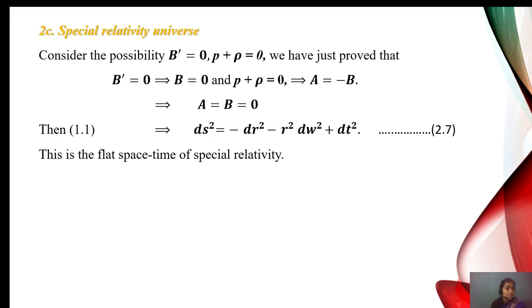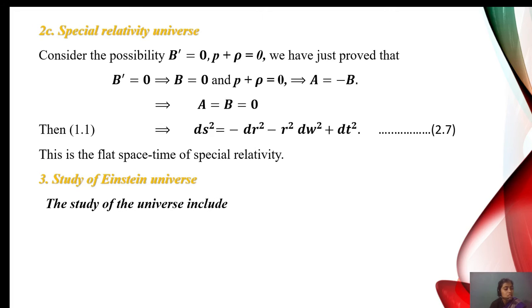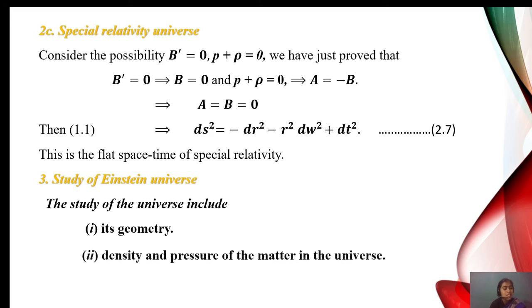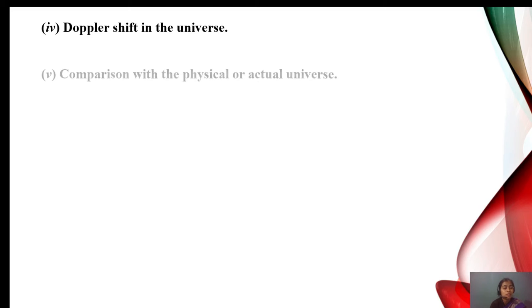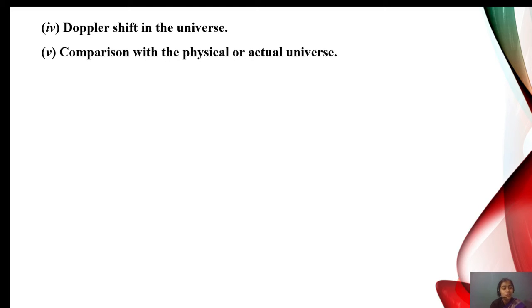Let us get started with the next topic, the study of the Einstein universe. The study of the Einstein universe includes: first, its geometry; second, defining the density and pressure of the matter in the universe; third, the motion of a test particle in the universe; fourth, the Doppler shift in the universe; fifth, a comparison with the physical or actual universe. Okay, let us start with the geometry of the Einstein universe.